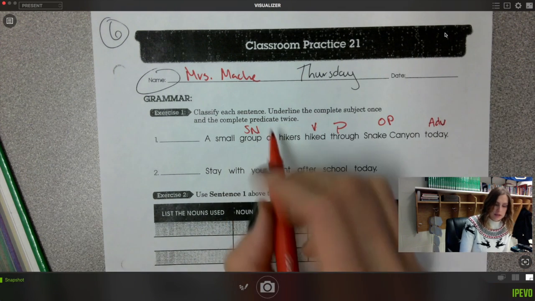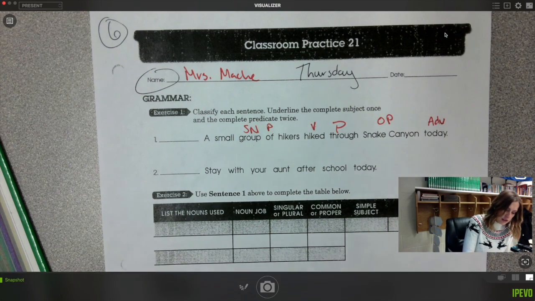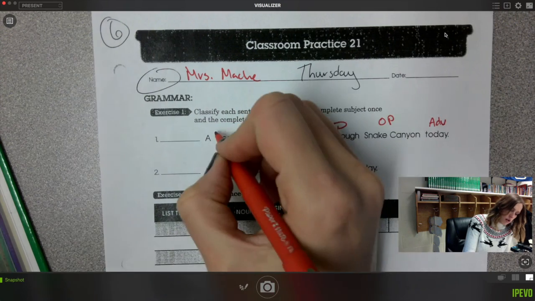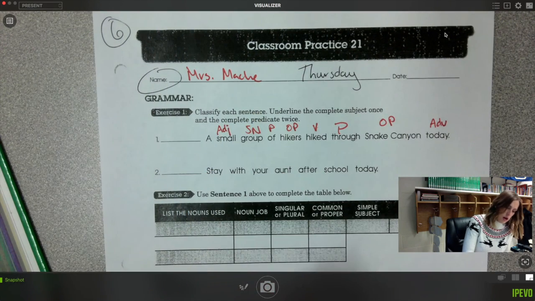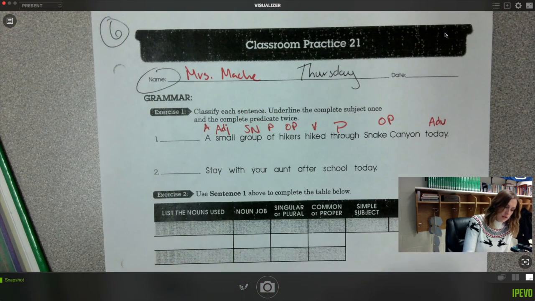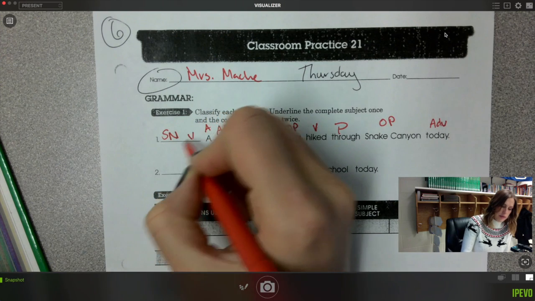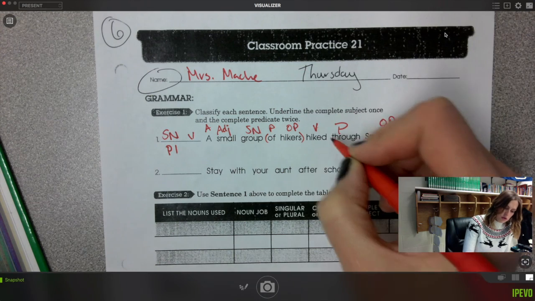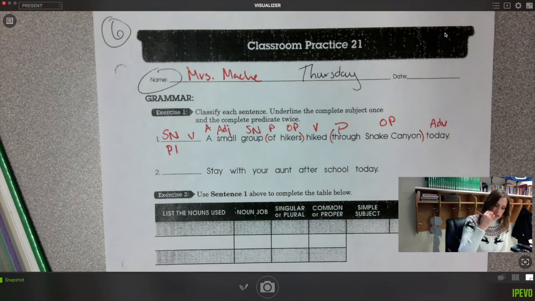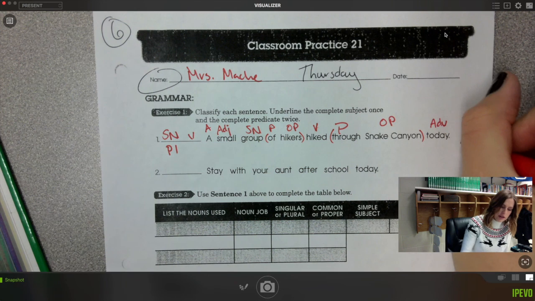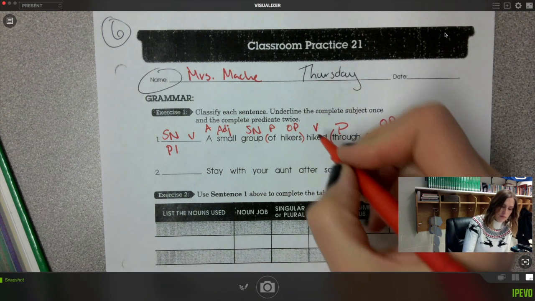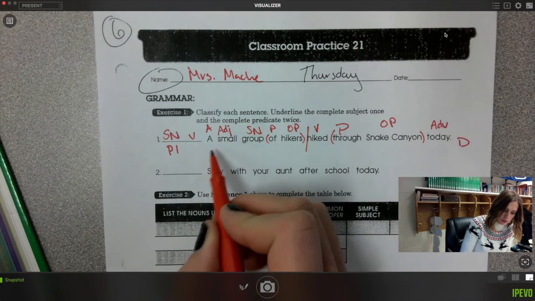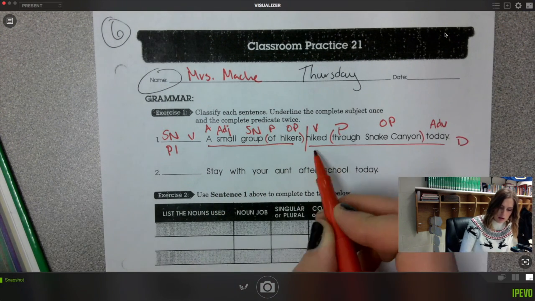Of, preposition. Of what? Hikers. Object of the preposition. What kind of group? Small. Adjective. A. Article. Adjective. Subject, noun, verb, pattern 1. Check. Of hikers. Prepositional phrase. Through the Snake Canyon. Prepositional phrase. Period, statement. Declarative sentence. Go back to the verb. Divide the complete subject from the complete predicate. Underline the complete subject once and the complete predicate twice.